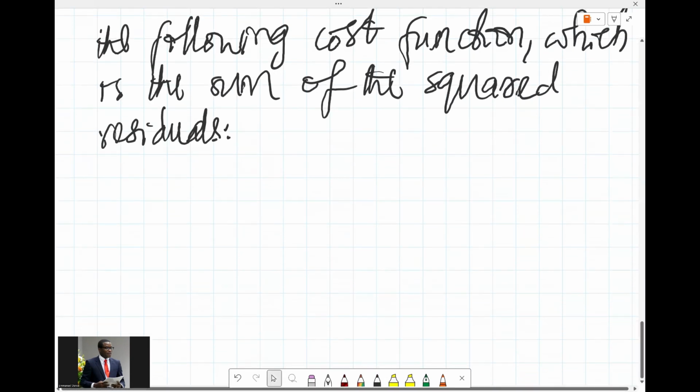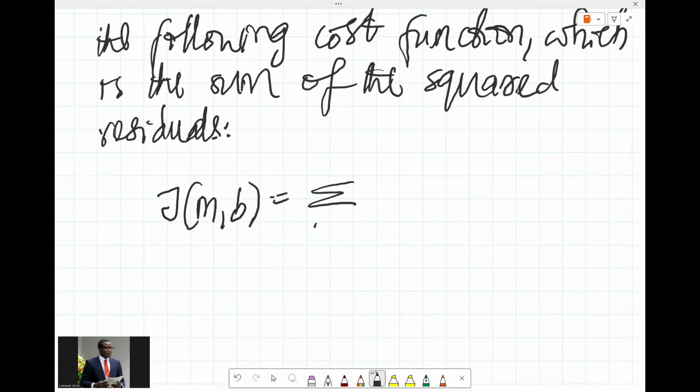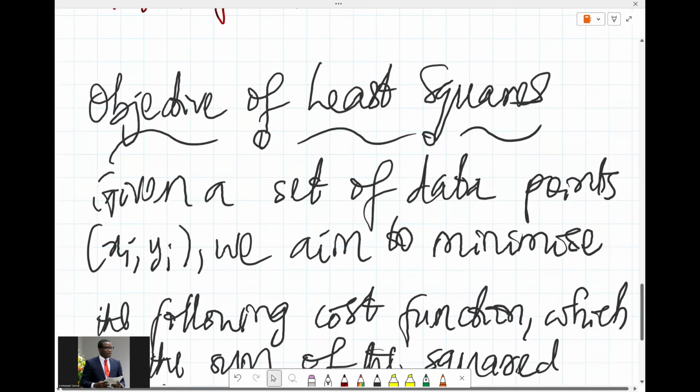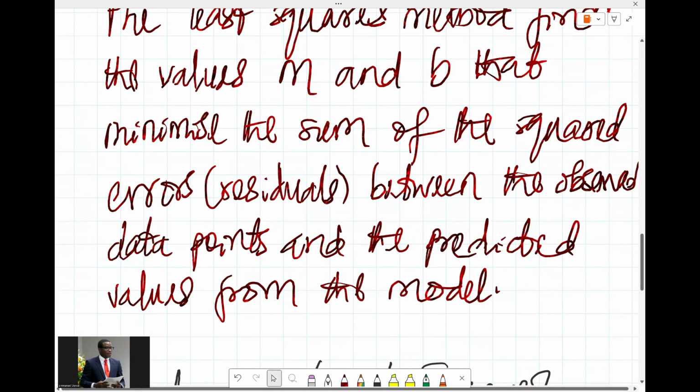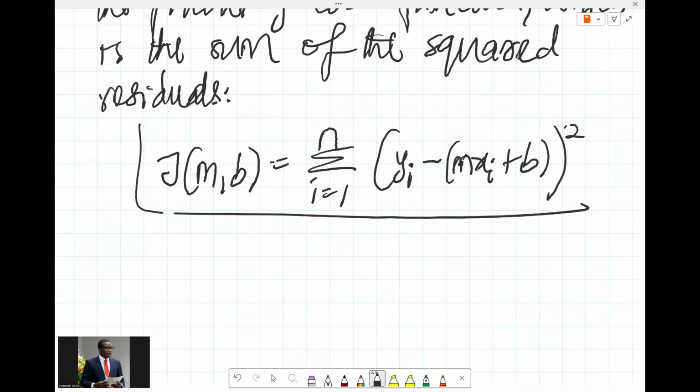So see what we have. That's J of m, b. J, which is a function of m and b, is the summation from i equals 1 to n of yi minus that line now, mxi plus b, all this squared. You can see that this is actually what we started with, y equals mx plus b. So this is the generalized form of that. So that's where the square thing is from, least squares.